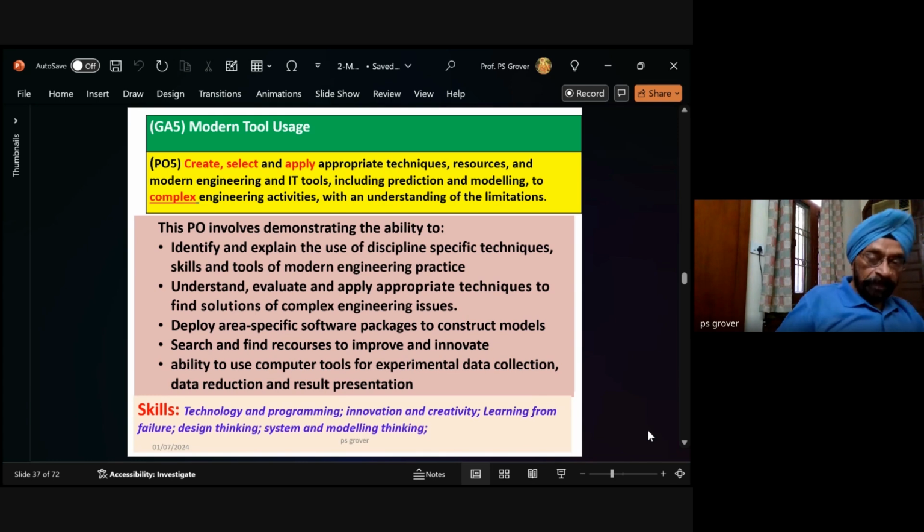I'm not sure how, but your exposure to outcome. Now see, when the student learned these things, what kind of skills has he developed? He has developed the skill of technology and programming. He has developed the skill of innovation and creativity, learning from failure, design thinking, system and modeling thinking. आप कहेंगे सर ये कैसे पता लगा?